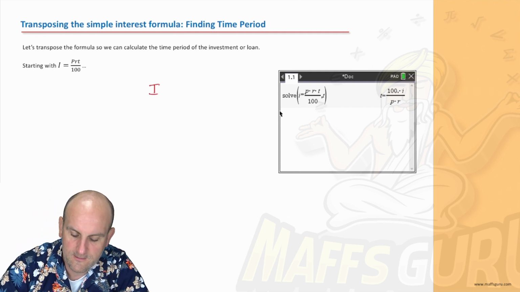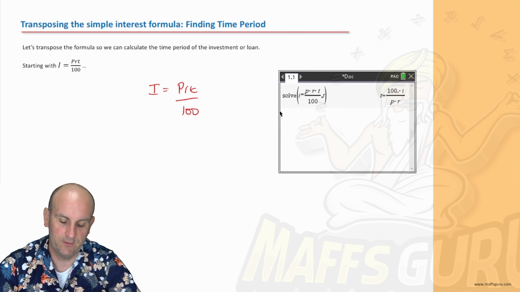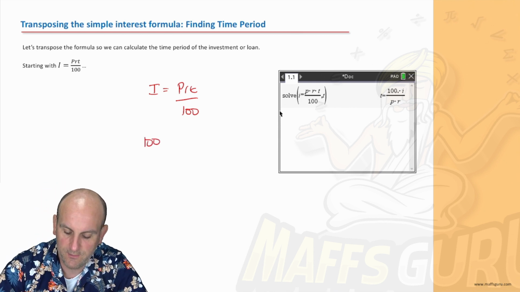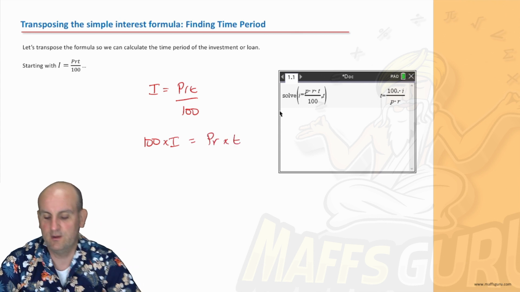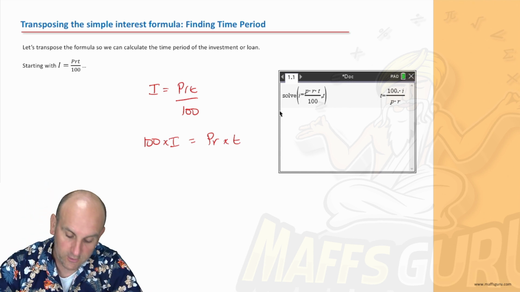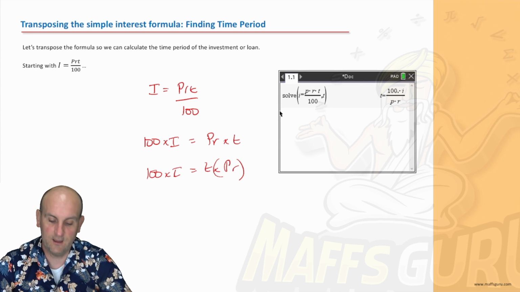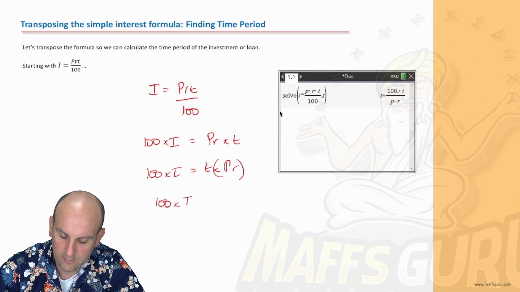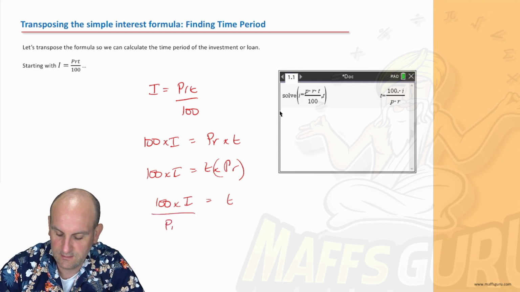So we have I is equal to PRT on 100. What's the first thing I want to get rid of? Because I want the T on its own, that divide by 100 has to go. So I'm going to multiply both sides by 100. That's just going to give me the PR, and I'm going to write the times by T there. Now, why am I going to write the times by T there? Because I want it on its own. So I could, like in the previous example, put T times PR and say, well, I want to get rid of that times PR to give me 100 times I equals T. How am I going to get rid of the PR? I'm going to divide both sides by PR.